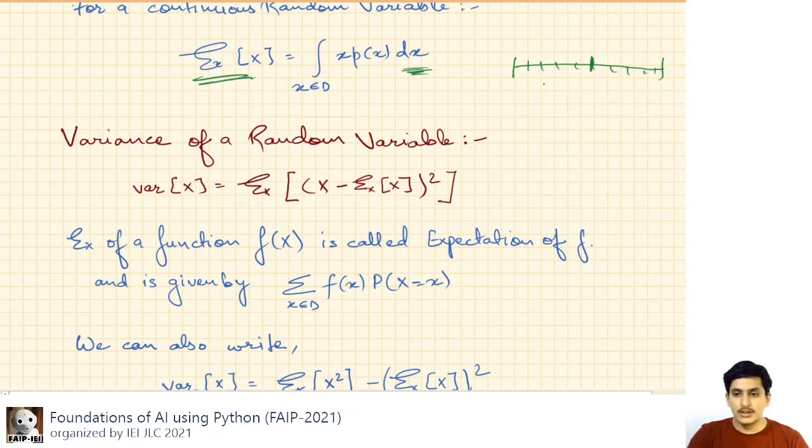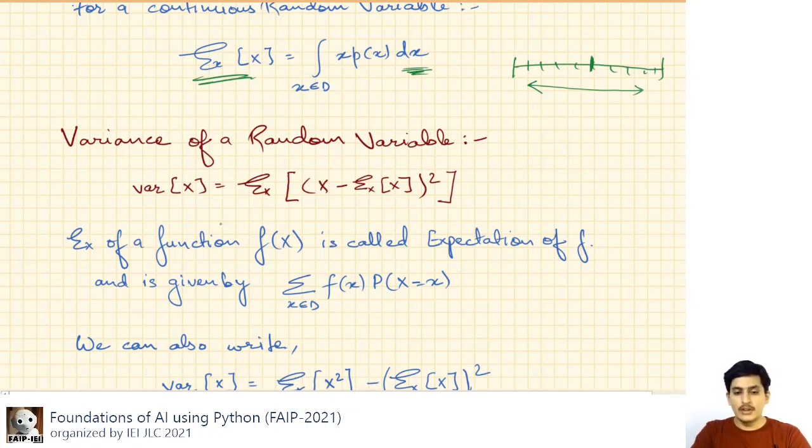Now what is variance? Variance is again the spread of this distribution. How will we calculate that spread? Using this formula. What is this? Expectation of this complete function. What is that function? For any value of x, subtract from it the expectation of x, then take the square of it, collect all these values, and calculate the expectation of that.